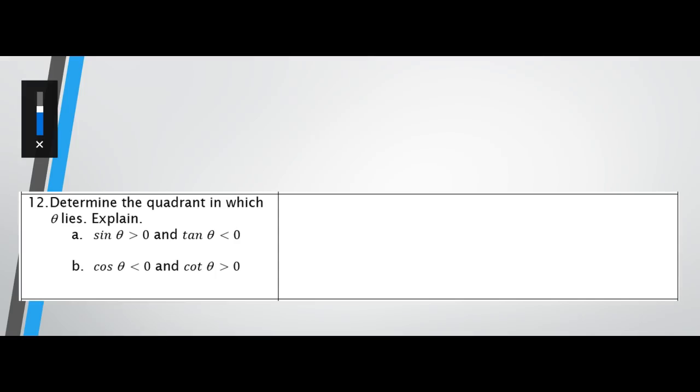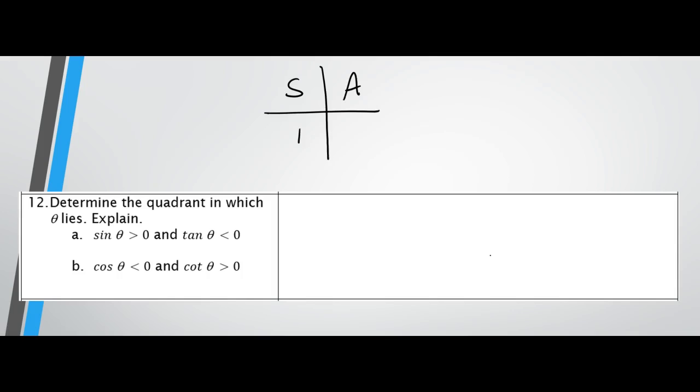In order to figure out the quadrant where theta is, we're going to use this little chart where we have our letters memorized: A, S, T, C. And remember that these letters stand for what is positive in each quadrant. So I want to go through and just review that.